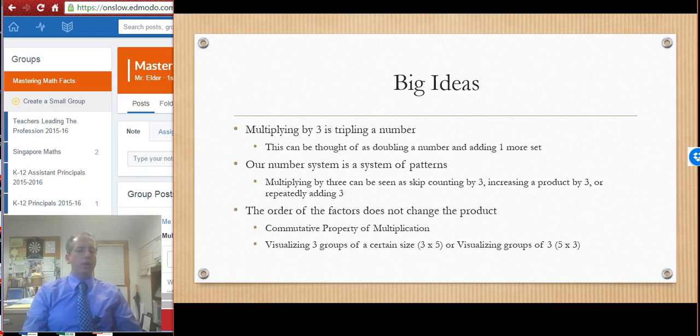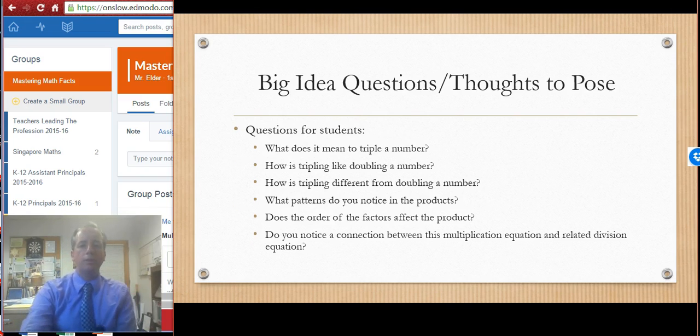And we know, again, that the commutative property is key to understanding and making the number of facts that we have to remember less. So whether I'm visualizing 3 groups of 5 or 5 groups of 3, those are 2 different visuals, but they're going to give me the same value, or the same amount. So the questions we might throw out in terms of charts in our room, in terms of things that we're going to consider throughout our study of 3-ness, are: what does it mean to triple, how is tripling like doubling, and how is it different than doubling?